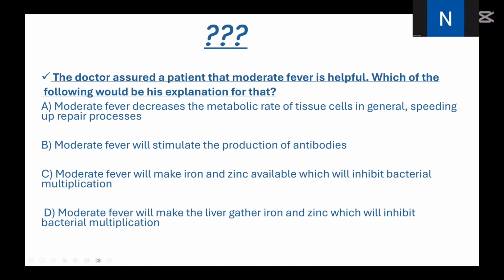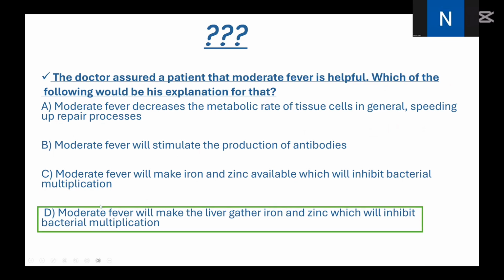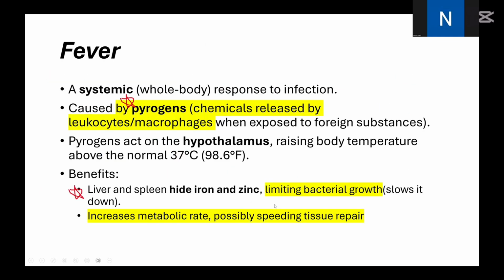It kills cancer. Assured a patient that moderate fever is helpful. Which of the following would be an explanation for that? Now, moderate fever, and your book directly mentions that once your body temperature increases, it will signal the liver so that it can gather and trap all of the iron and zinc and steal it from the bacteria so that the bacteria can die, and it will inhibit the bacterial multiplication because the bacterial multiplication does need iron and zinc.